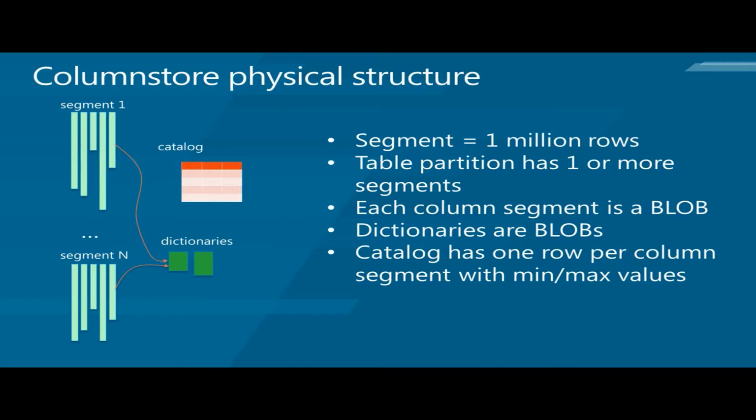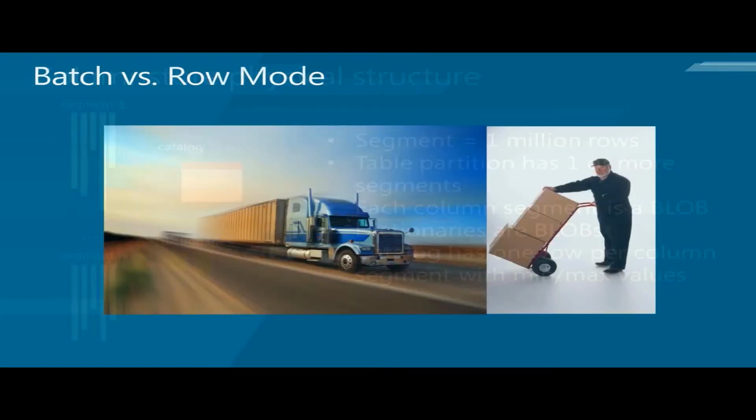There's also a catalog that holds the metadata, descriptive data about each segment and each column segment. For each column segment, we store the minimum and maximum values in that column. I mentioned batch versus row mode, and the difference between batch and row mode is really stark: the overhead for processing data in batch mode is much, much less. Batch mode is sort of like a semi-truck full of boxes zooming down the freeway, and row mode comparatively is like one person wheeling some boxes on a little cart.